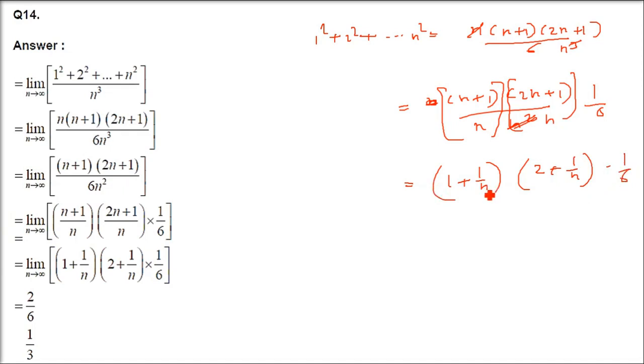So now apply the limits. 1 by n is what? n is infinity, so this is also 0. So 1 plus 0, 2 plus 0, so 1 into 2. And you have 1 by 6 here. So this 2 and 6 gives 1 by 3 as the answer. So for this question, you have to know the formula n into n plus 1 into 2n plus 1 by 6. That is very important.